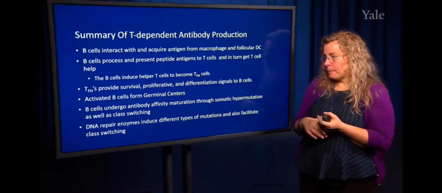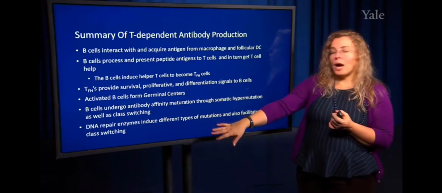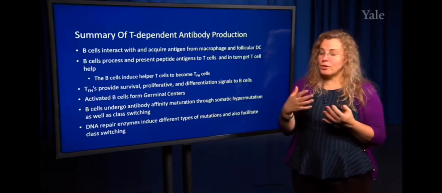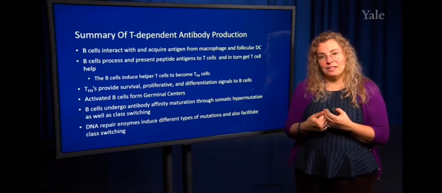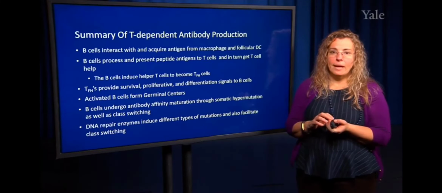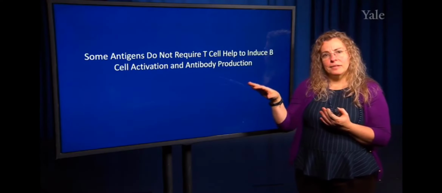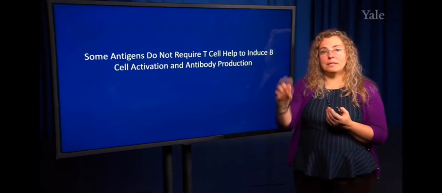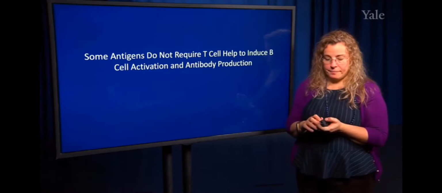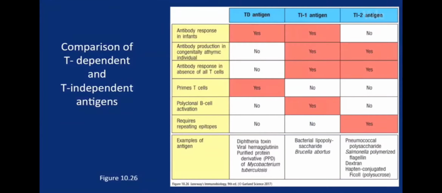All of these mutations actually then require a lot of DNA repair enzymes. So there's a lot of DNA repair going on in a maturing B cell in a germinal center. Now, as I said at the beginning, some antigens don't require T cell help. Some antigens can stimulate B cells, and there's no T cell involved. There are actually two different kinds of T-independent antigens, just called 1 and 2, and this table is a comparison of different types of antigens.